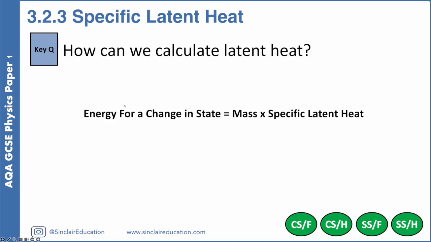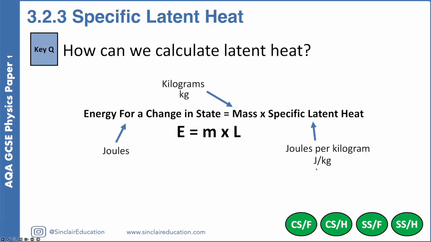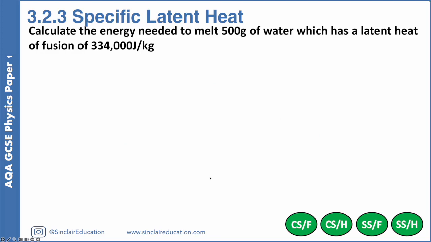For this, our equation is energy for change in state is equal to the mass times by the specific latent heat. Energy is still measured in joules, mass is in kilograms, while latent heat is in joules per kilogram. And again, that unit is indicating to us how we would rearrange the equation. If we wanted to find this, you do joules divided by mass, so kilogram.